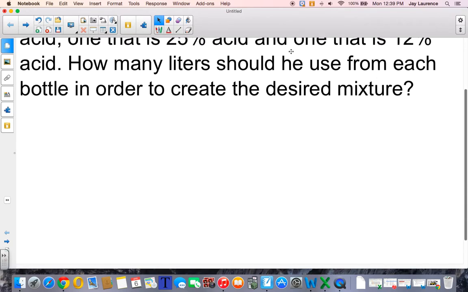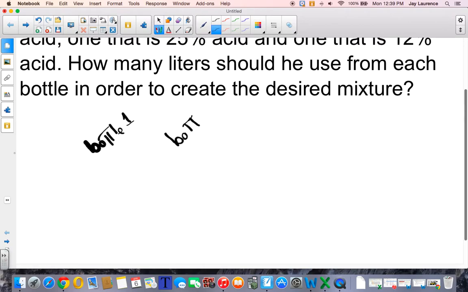Well, it looks like a table. What are we going to be talking about? In our table, we're going to be talking about bottle 1, and bottle 2, and then I'm going to have my mixture. Chemistry problems are just mixture problems.